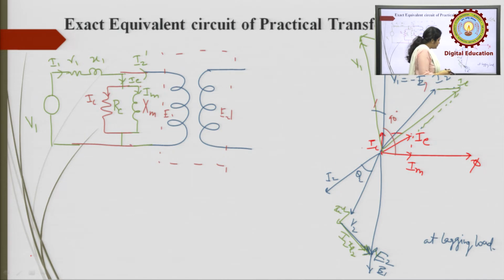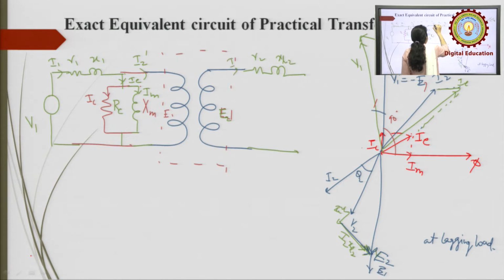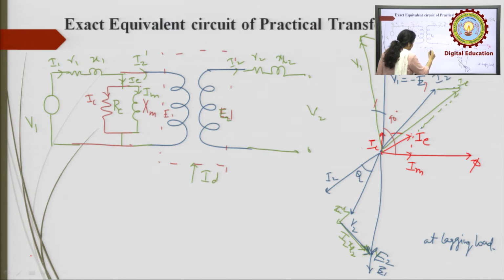So, we equivalently draw this. E2 is ideally the voltage generated, but E2 is not V2 in the case of a practical transformer; in an ideal transformer, E2 is equal to V2, we have already seen. But if we consider the winding resistance of the secondary and the leakage reactance on the secondary side, we have to consider a resistance and an inductor in series with this. So, this is suppose R2, this is XL2, and suppose this is current I2 if you load the circuit. So, this is the equivalent circuit, and this is the ideal transformer.